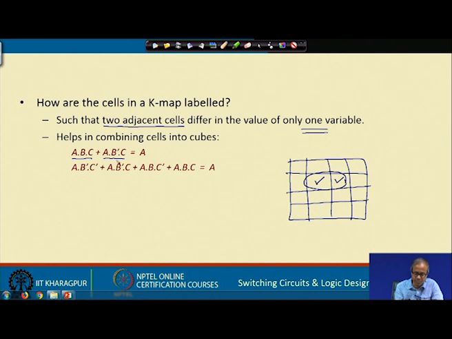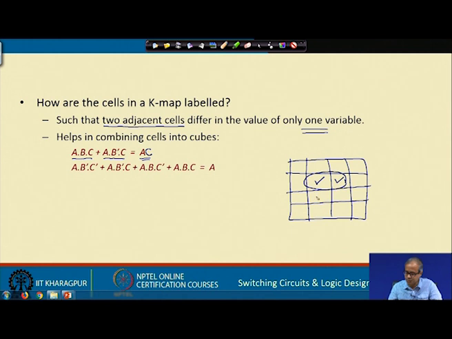If I combine them, then you see the rule of simplification: if you take A C common, this B and B bar will cancel out, and this will be A C. Okay. So, if you take A C common, B plus B bar, this will be A C. So, there is a minimization.